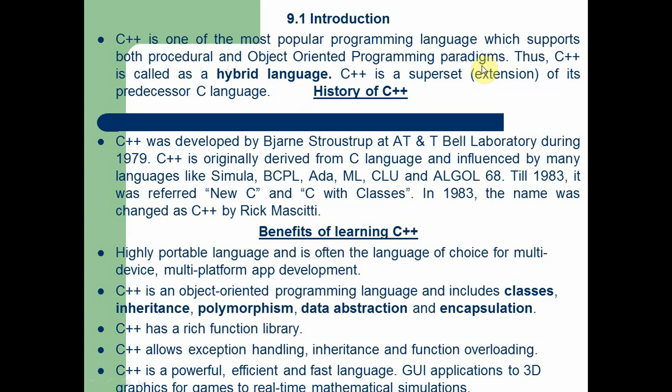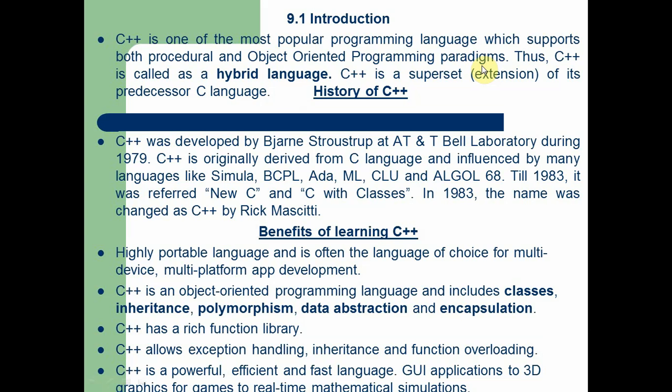So C++ is a superset of its predecessor C language. So C++ is a language which is created from C language. So C language is the predecessor of C++. Next one, history of C++.